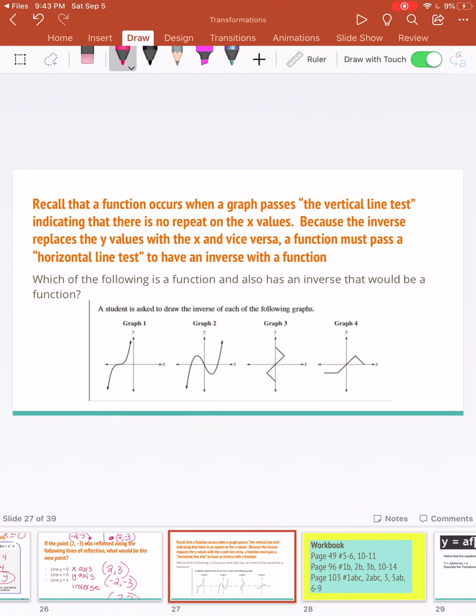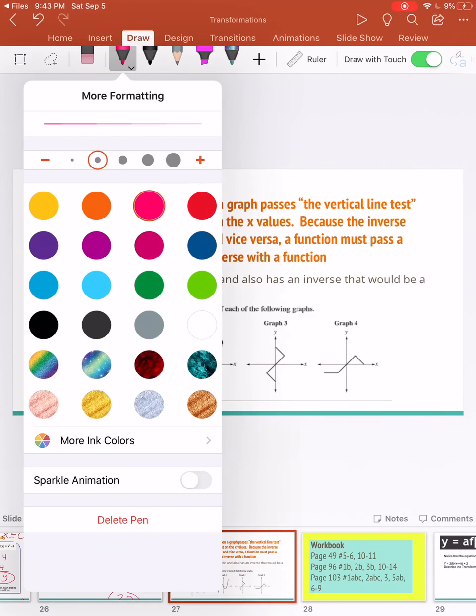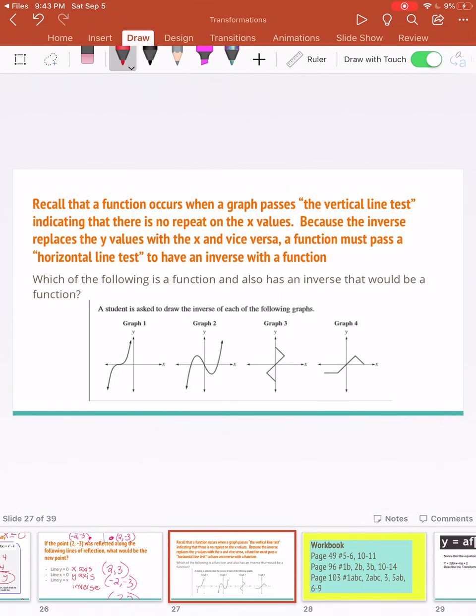Okay, so this is another diploma question. Which of the following is a function and also has an inverse that's a function? So let's start by looking and seeing which of these is actually functions. It looks like they're all functions. So which would have an inverse that's a function? So which of these would fail the horizontal line test? Because if they fail the horizontal line test, that means their inverse would fail the vertical line test.